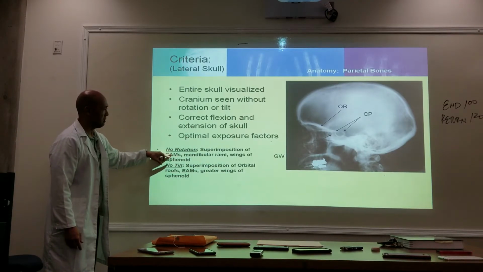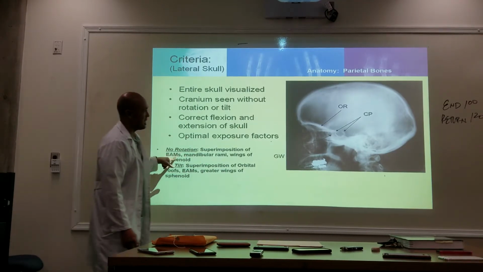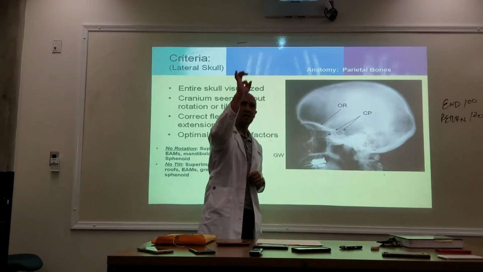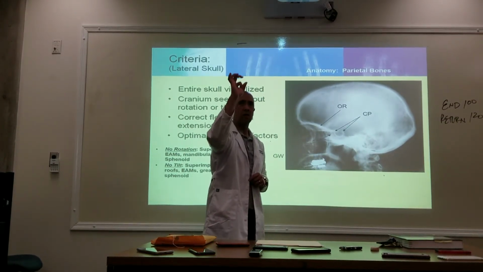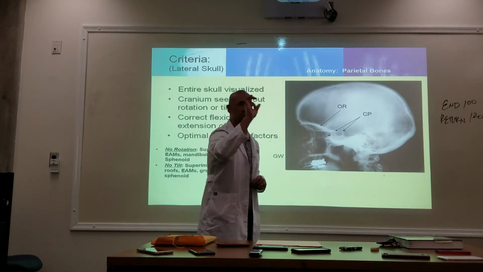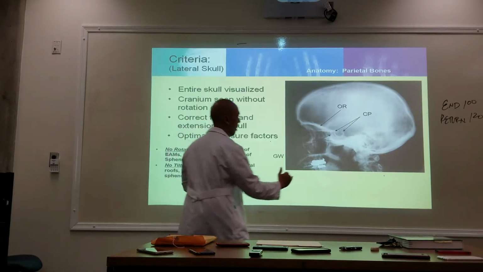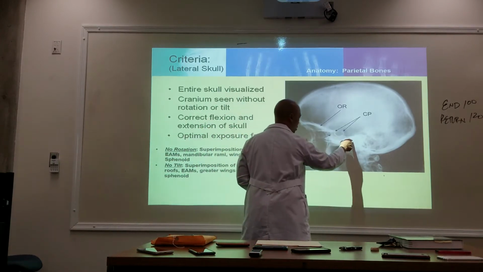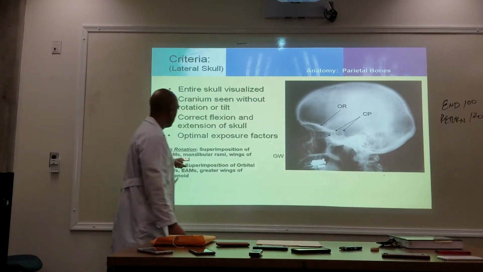No rotation, superimposition of the EAM. The EAM should be somewhere around here, and you should only see it as one lucency, one hole. If you see two different holes around this area, I have a picture that I'll show you guys later on. If you see two different holes there, there is rotation.